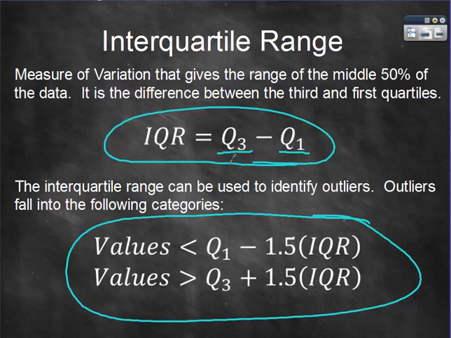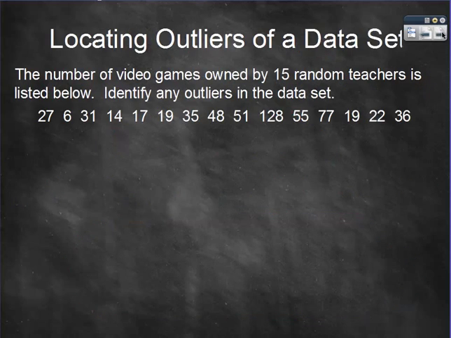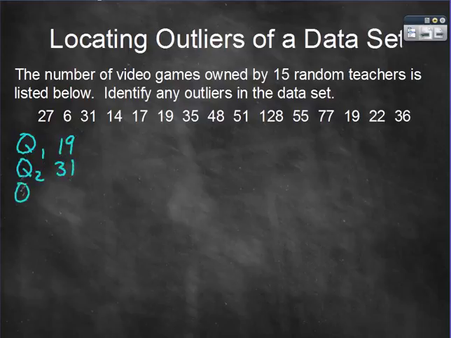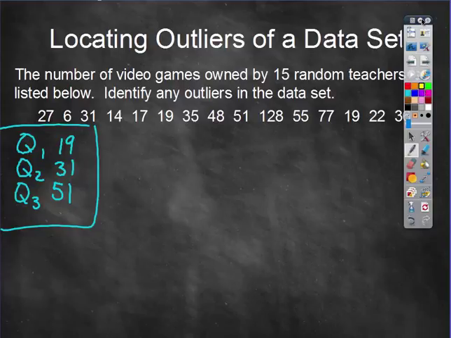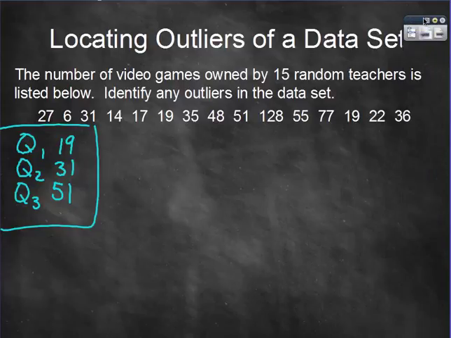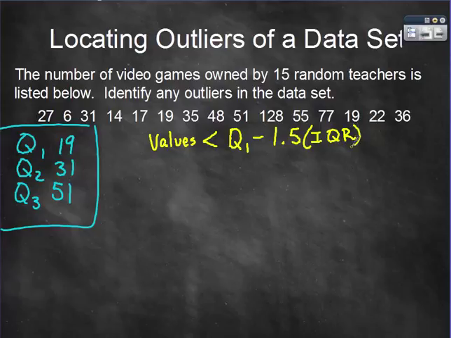So if we go back to that last set of information, we had the same set of numbers, which means I've already done all the footwork. I already know that quartile 1 is going to be 19, quartile 2 is going to be 31, and quartile 3 is going to be 51. So I already found those values. So in this case, I want to locate and determine, do I actually have any outliers here? So we know first that any values less than quartile 1 minus 1.5 times the interquartile range are going to be outliers. So I'm going to go through.